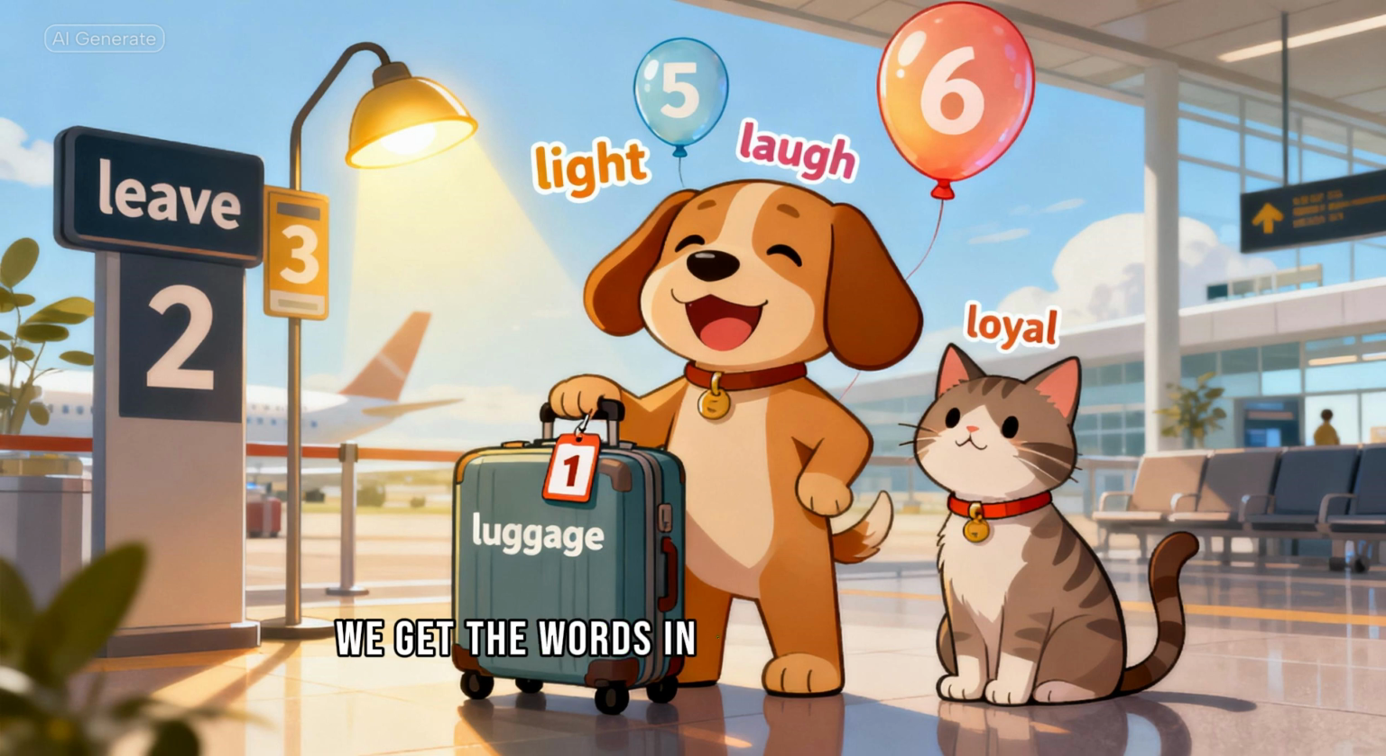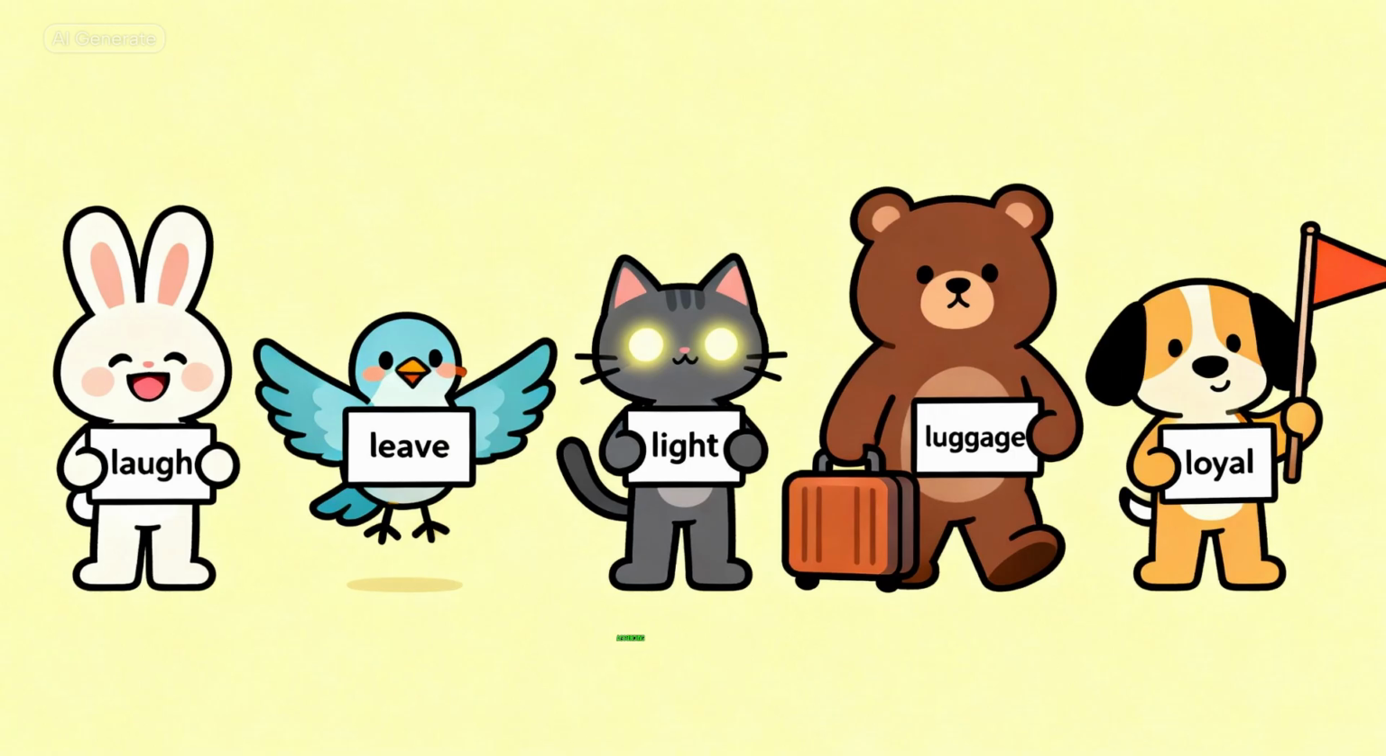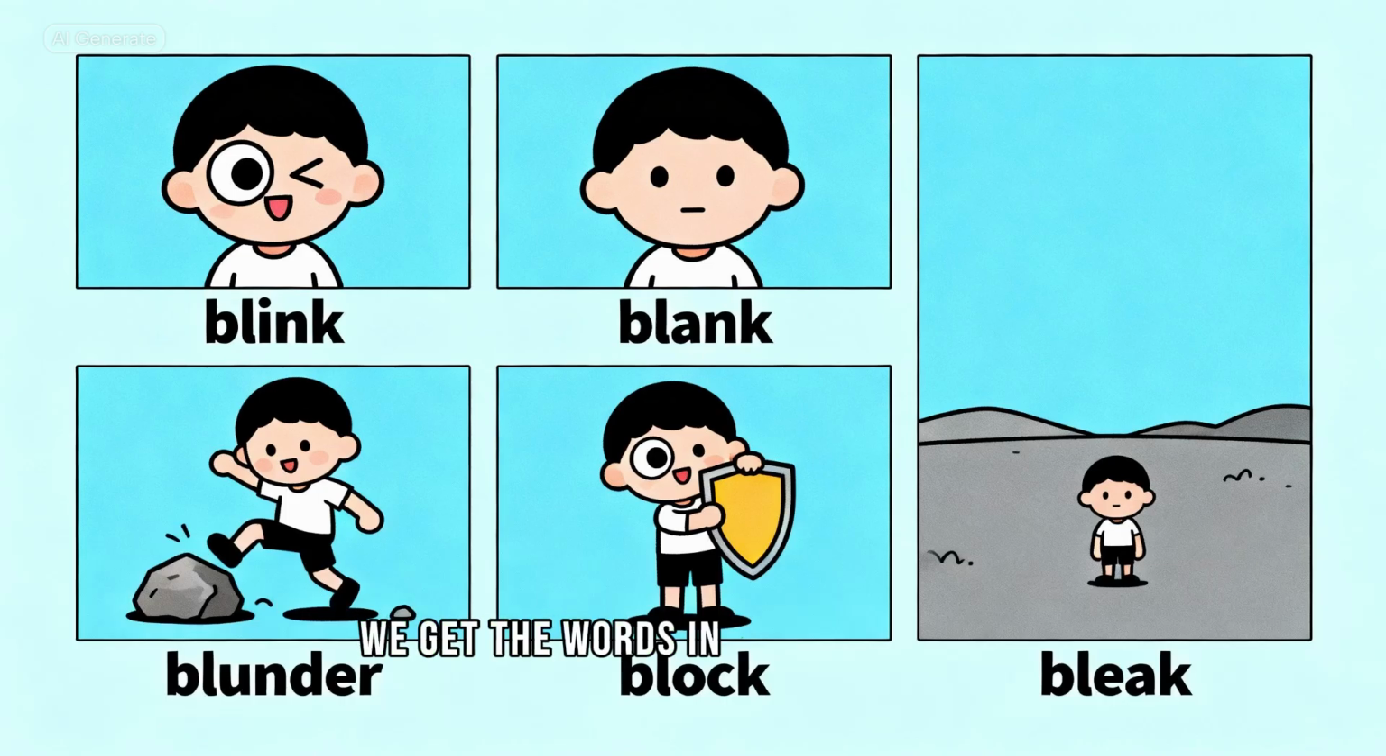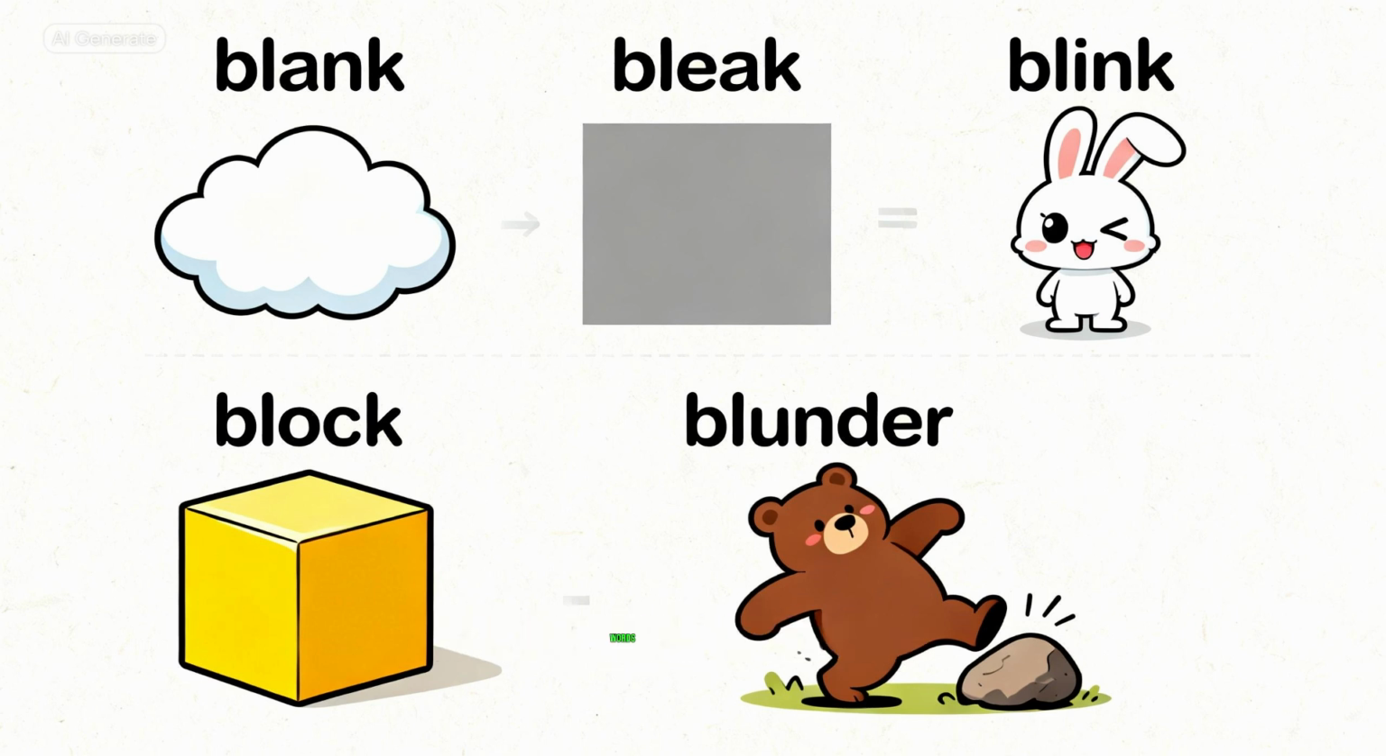In number 6, we get the words luggage, leave, light, loyal, laugh. According to the alphabetical order, these words will be laugh, leave, light, loyal, luggage. Group C, look at the third letter. In number 7, we get the words blink, blank, blunder, block, bleak. According to the alphabetical order, these words will be blank, bleak, blink, block, blunder.